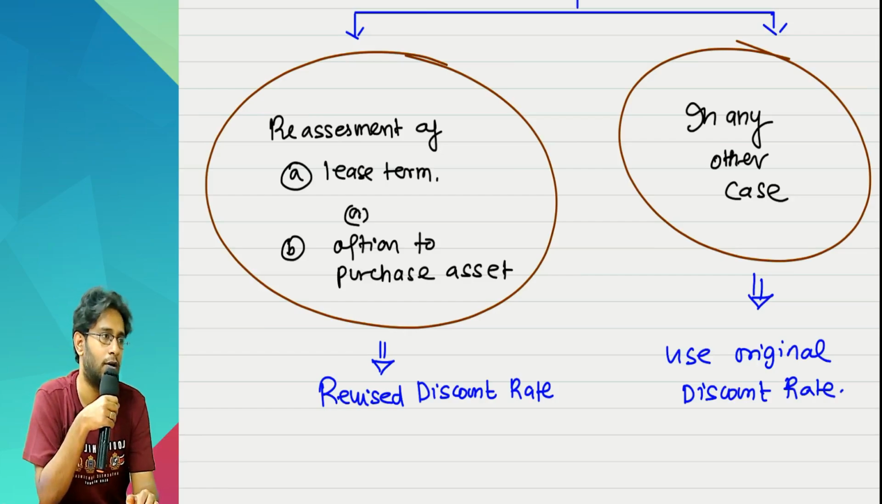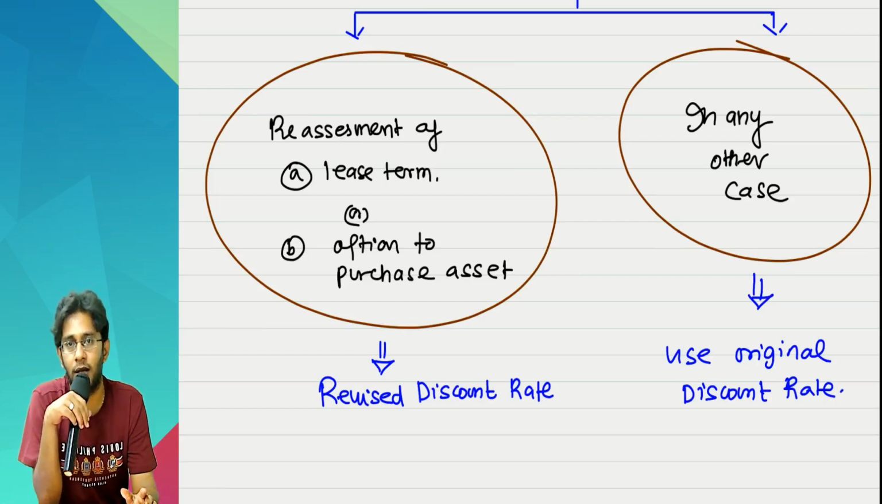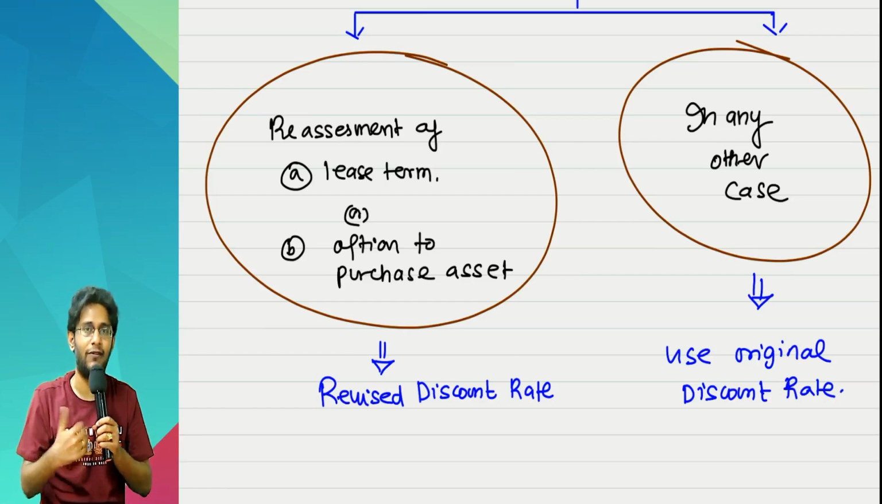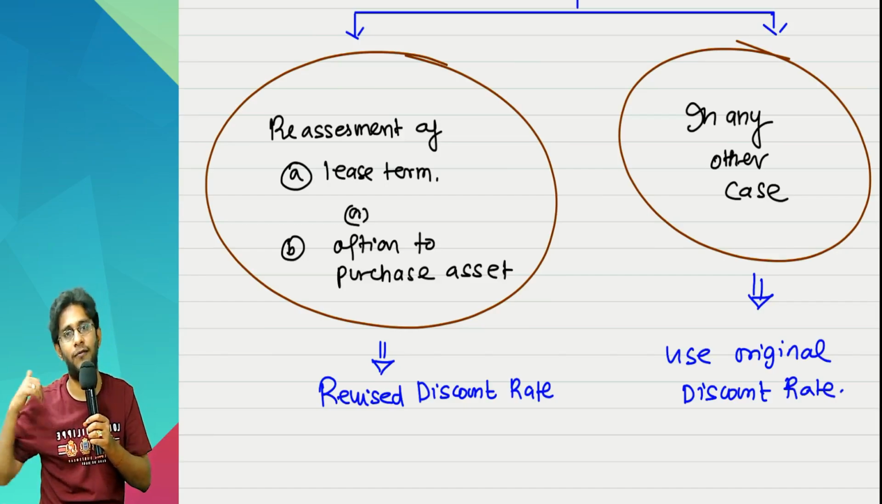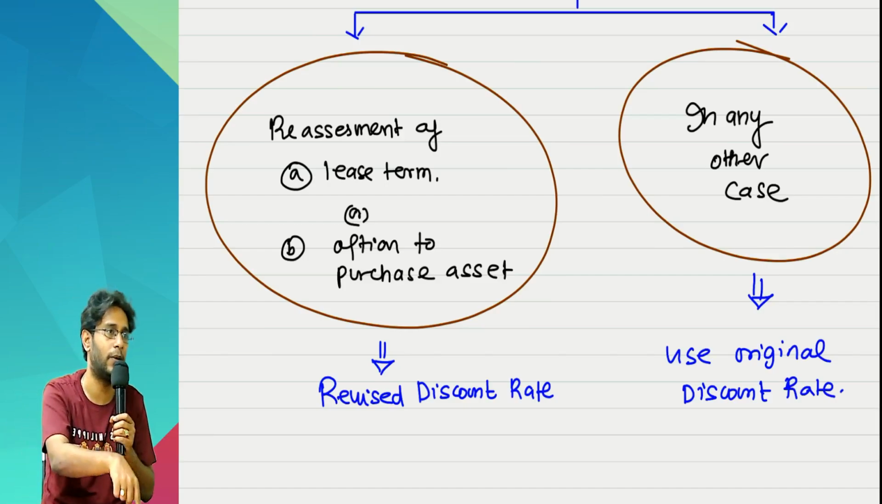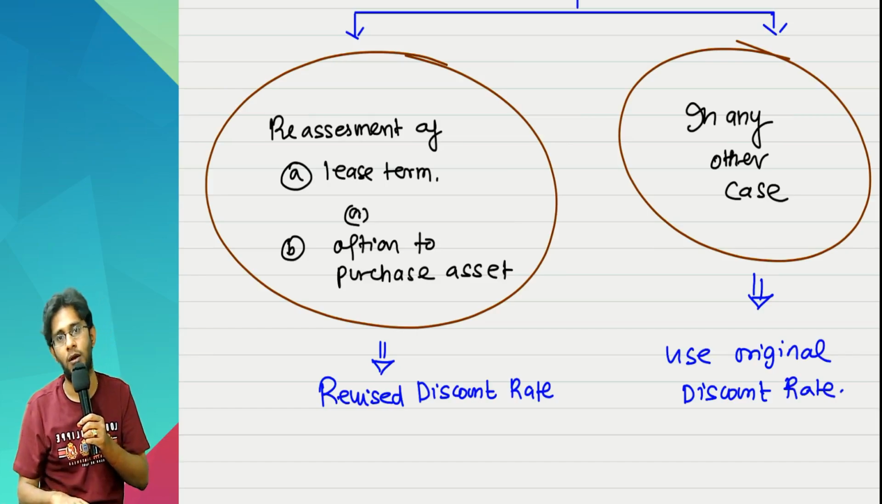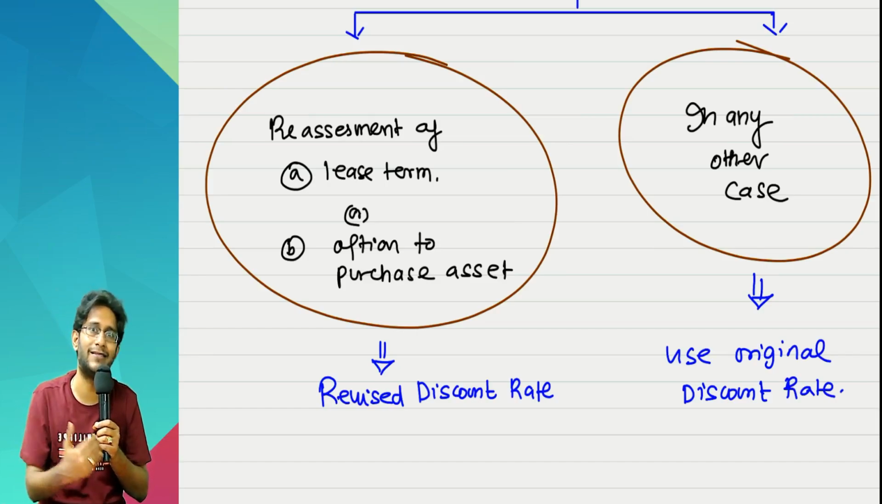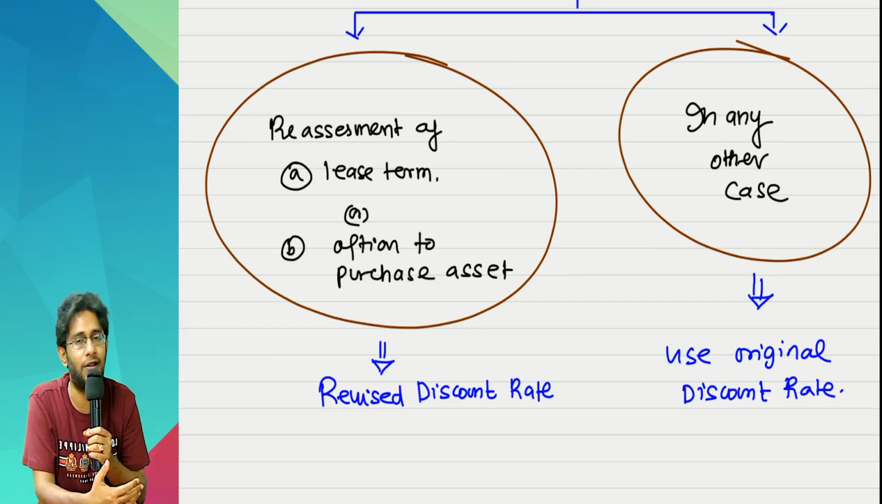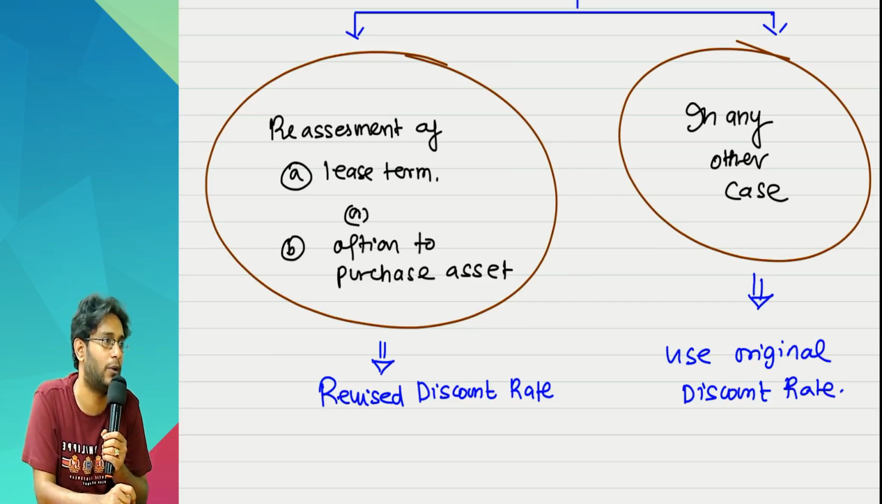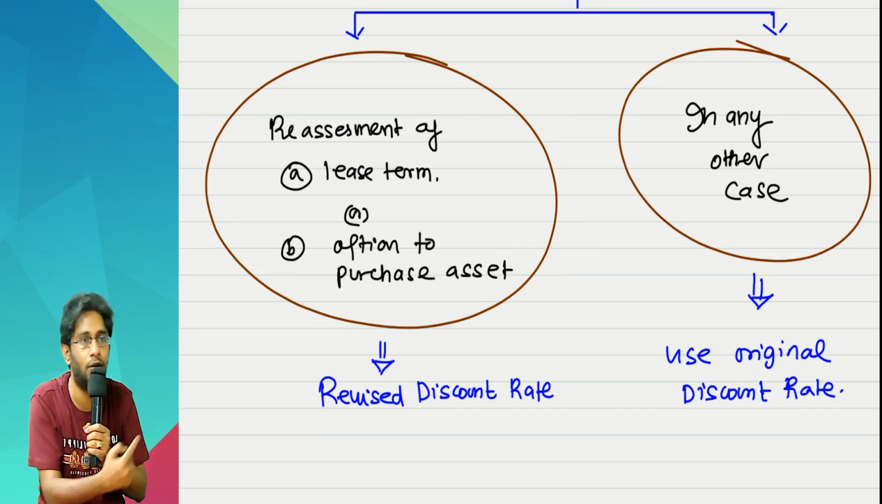Original rate. Option to buy. Either I feel that I will buy, or I will feel that once upon a time I felt that I will buy. Now I feel that I will not buy. Revised rate. Once upon a time I thought that I will extend the lease. Now I feel that I will not extend. Revised rate. Once upon a time I thought that I will not terminate. Now I feel that I will terminate.